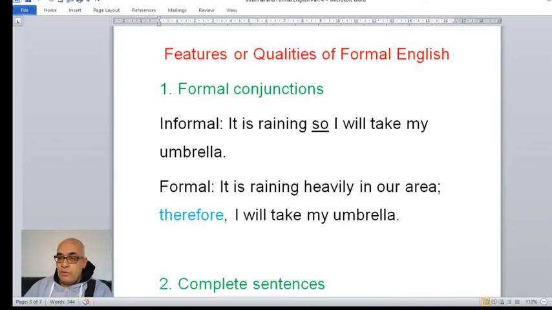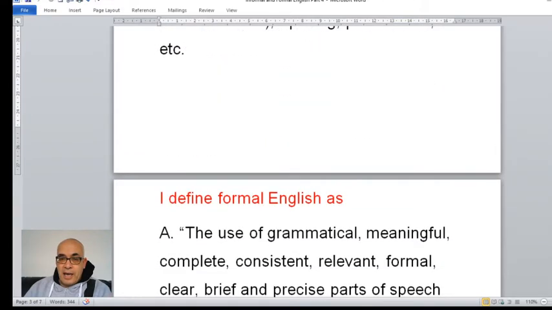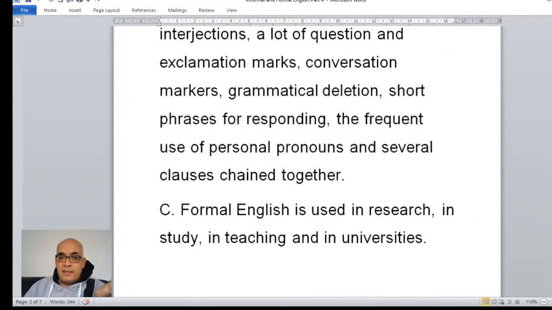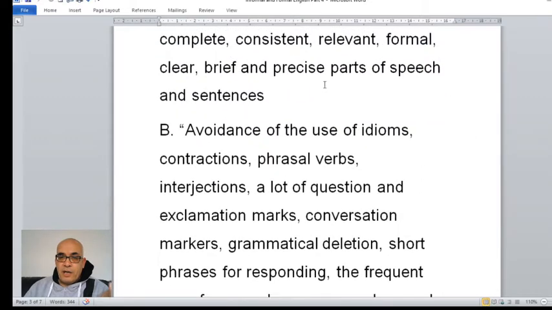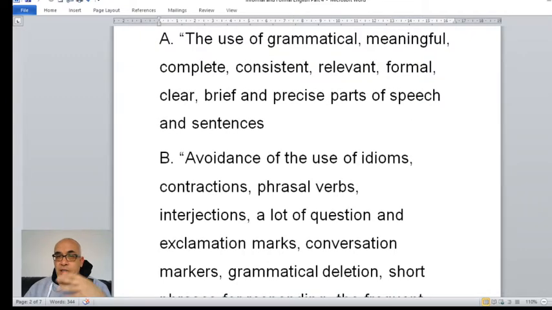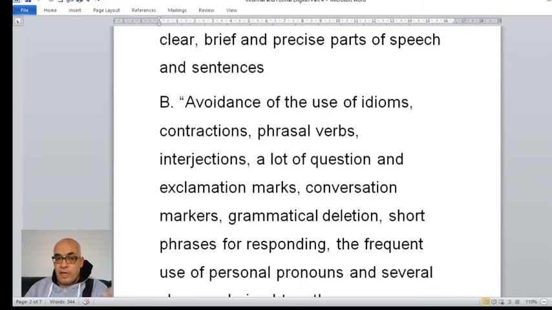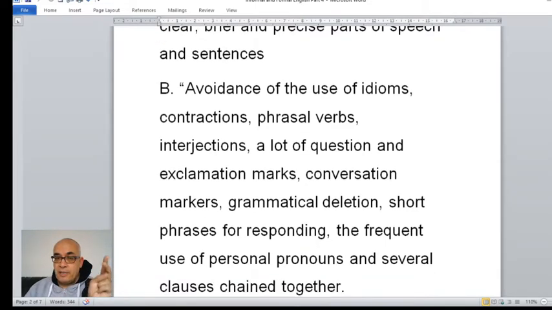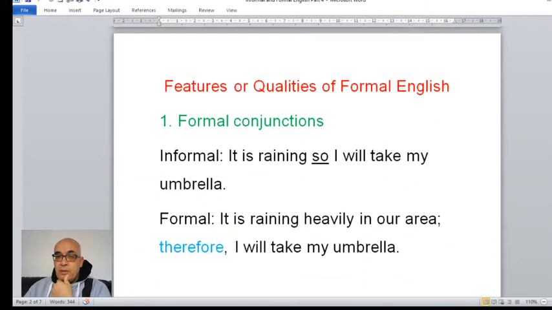And I said to you, formal English is A, is B, and is C. Of course, avoidance of, it means we don't use. Avoidance of idioms, it means we don't use idioms. Avoidance of contractions, it means we don't use contractions. So watch this again, slowly. You write it down, you take pictures of it, but you have to understand the meaning of formal English. It's A, it's B, it is C. Now, I will give you the examples.